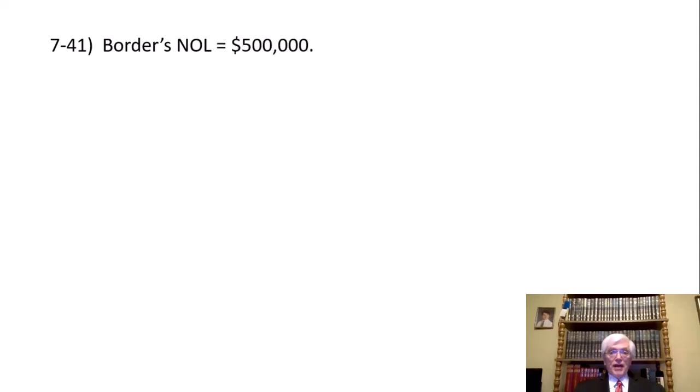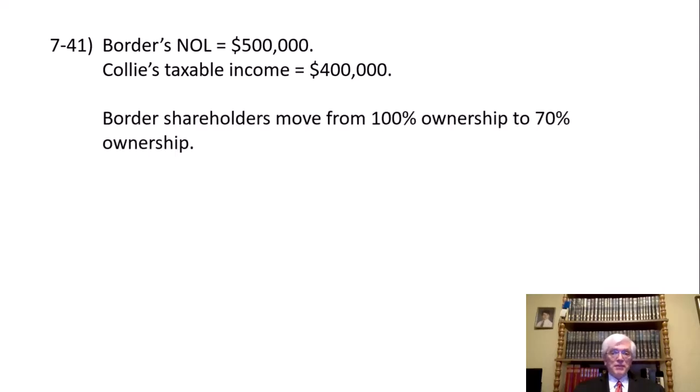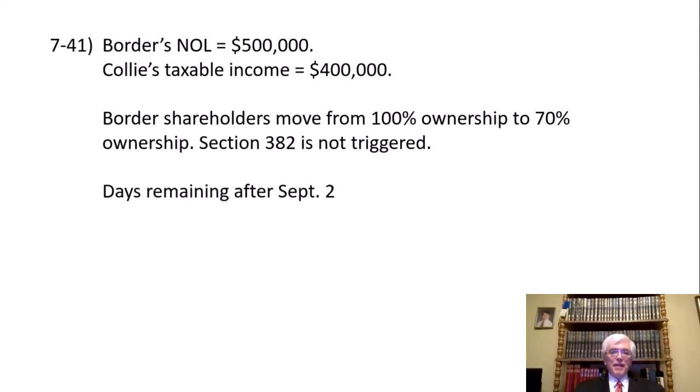Okay, so Border's NOL is $500,000, Collie's taxable income is $400,000 for this particular year, which is not a leap year. Border shareholders moved from 100% ownership to 70% ownership. Border is the one with the NOL. Their shareholders moved from 100 to 70. That is not a 50% change. It's a 30% change. So Section 382 is not triggered.